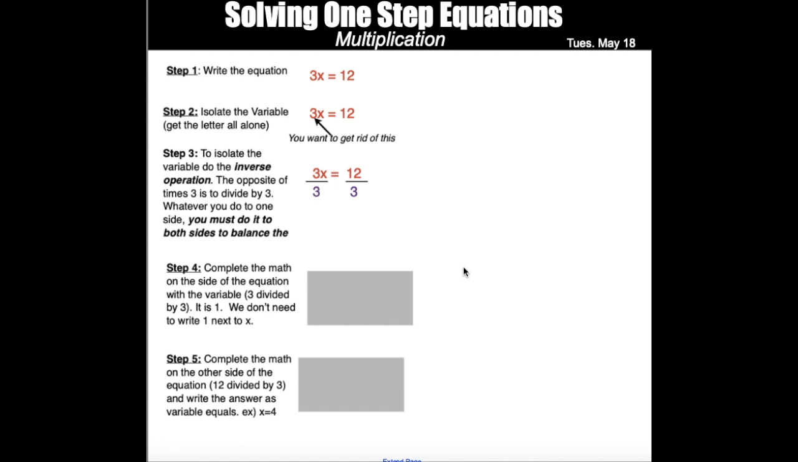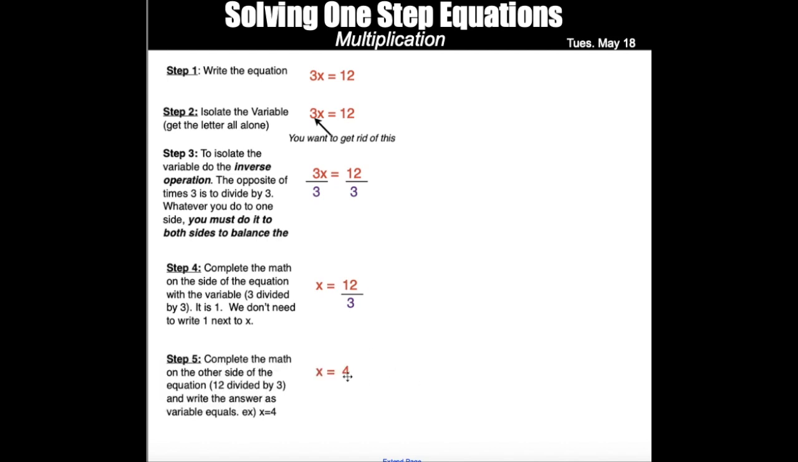The next thing I'm going to do is complete the math on one side of the equation with the variable. 3 divided by 3 is just 1. We don't need to write the 1 next to the x because 1 times any number is always that number. So we have x equals 12 divided by 3. Even though you can do both steps at once, we are only doing one step at a time. The next step is to complete the math on the other side of the equation, so 12 divided by 3, and write the answer as variable equals.